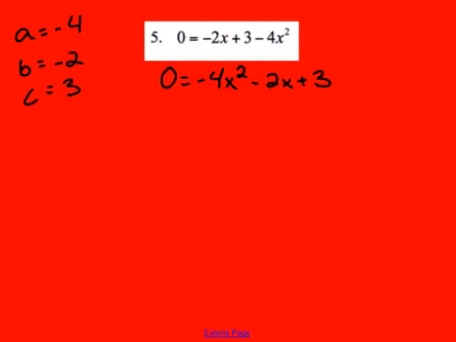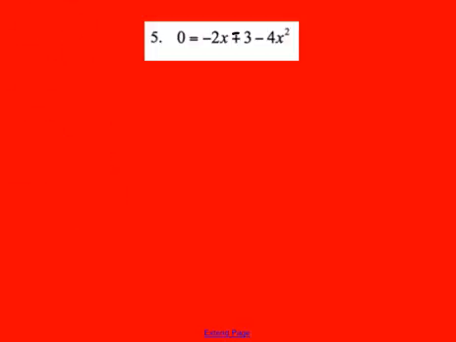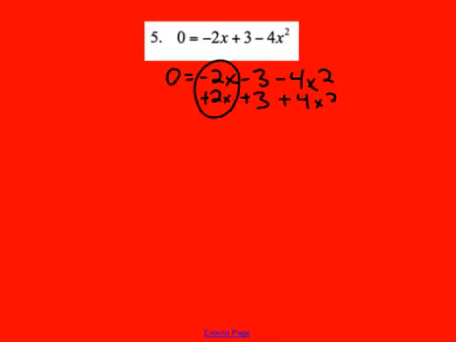To do this problem, I caught my mistake. On your paper, you have a -3, so that one looks a little bit goofy. This on your paper is -2x minus 3 minus 4x squared. They're all negative. What I used to do when I was in high school, you guys can do this if you want, I used to just move them all to the other side.